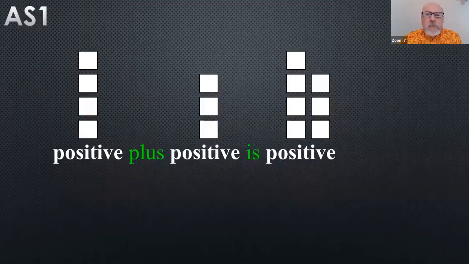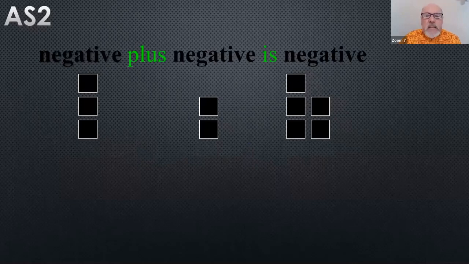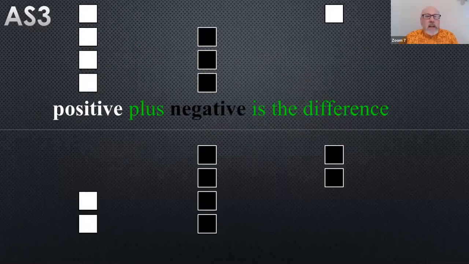So we'll just do a quick run through of some of these sutras or these laws. Very simple. Positive plus positive is positive. That's pretty simple. 4 plus 3 is 7. Negative plus negative is negative. Addition Sutra 2. Addition Sutra 3. Positive plus negative is the difference. Now this one's got a few interesting twists in it.